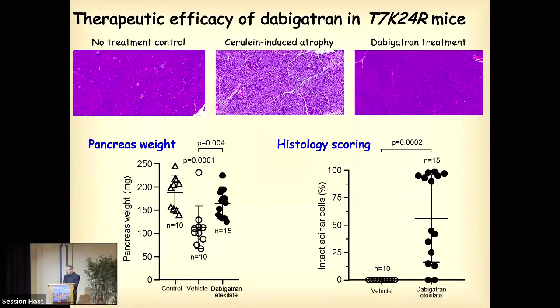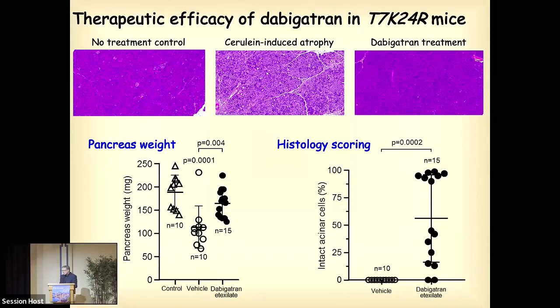So we used this model where trypsin activation is low and you induce pancreatitis. The readout is the pancreatic acinar atrophy at 5 days. If you look at the histology, the no-treatment control looks very nice. If you induce pancreatitis by cerulein, you see the typical acinar atrophy. If you give a single dose of dabigatran right after induction, you completely prevent disease, and everything looks normal. So this was very encouraging.